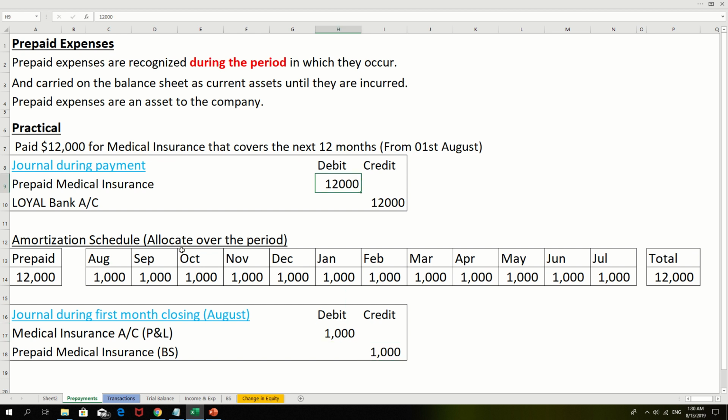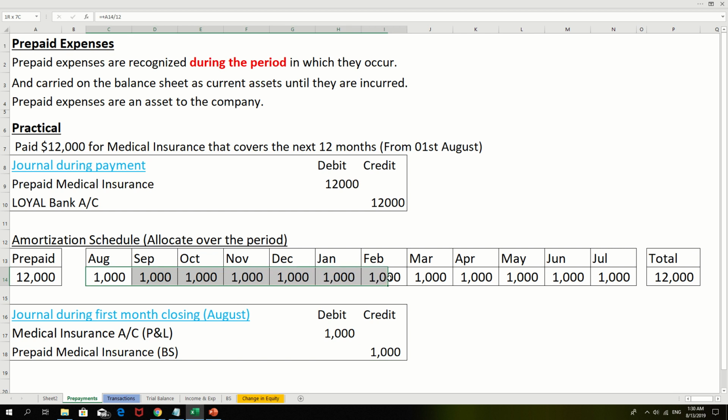Okay, so at the end of August 31st, our prepaid medical insurance will be only 11,000, and our balance sheet must show a current asset under prepayments, medical insurance 11,000 only. In the same way, in September also we will book the same entry, medical insurance debit, prepaid medical insurance credit. Again 1,000 will be decreased, then 10,000.